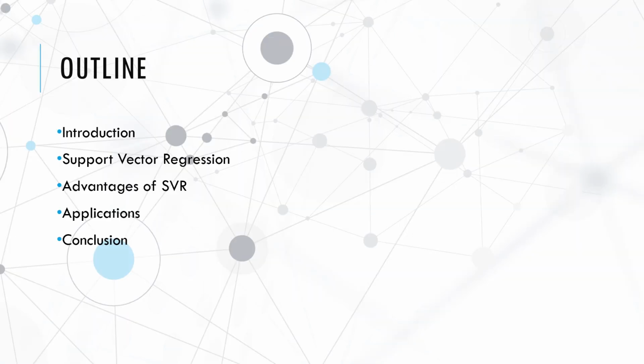This is the basic outline of the presentation, starting with the introduction of supervised regression, and then we will know about support vector regression, its mathematical logic, and how it works. Then advantages of SVR. How good is it compared to other supervised regressions? We will see applications of SVR, where can we use it and so on, and then we will conclude.